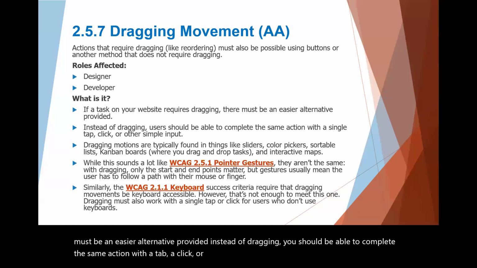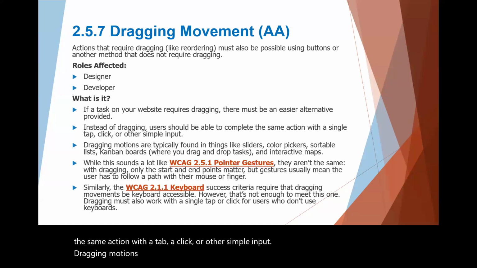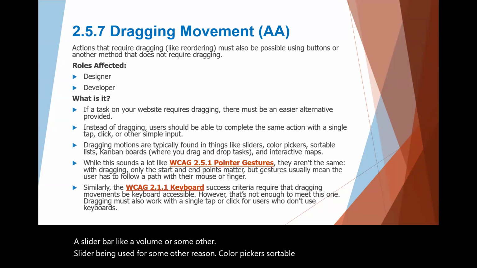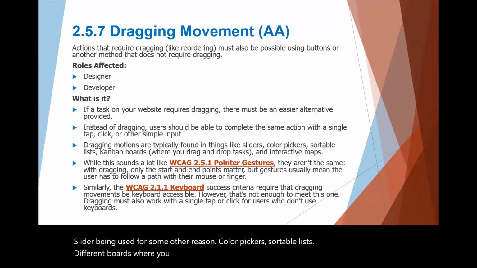input. Dragging motions are typically found in things like a slider bar, like a volume, or some other slider being used for some other reason. Color pickers, sortable lists, different boards where you can drag and drop tasks in different columns, and interactive maps like a Google map.